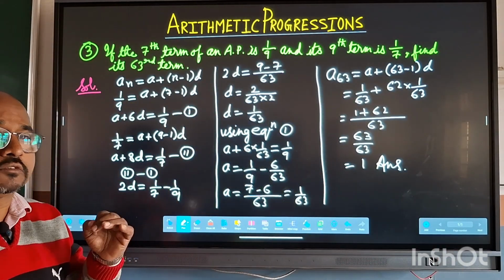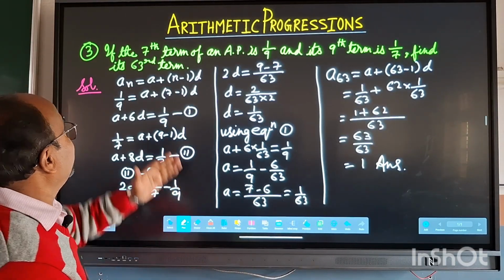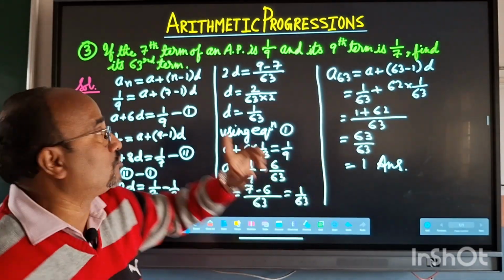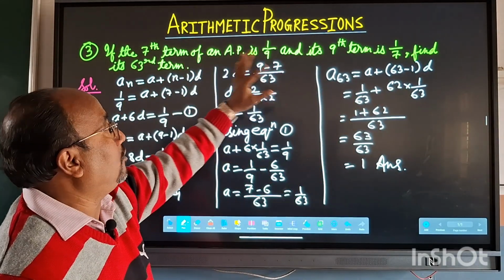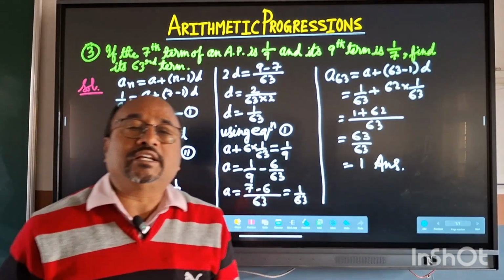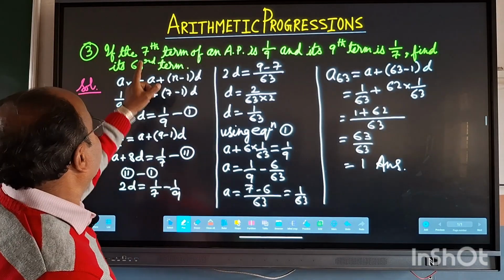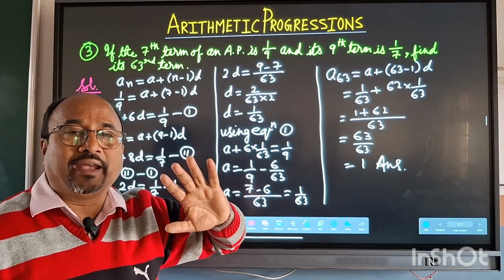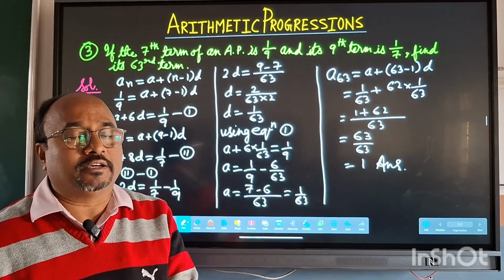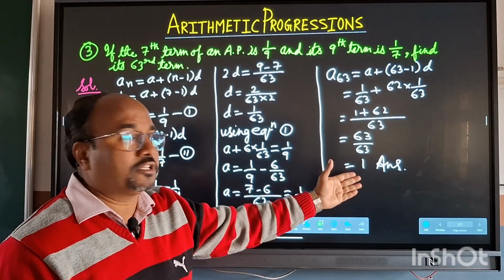Now, take a look at the pattern in which the question was given. The 7th term has a value 1 by 9, and the 9th term has a value 1 by 7. So in a way they were reciprocal of each other, and then you are asked for the 63rd term. If the numbers are changed but the pattern is kept the same, for example, if I say that the 5th term of an AP is 1 by 10 and the 10th term of the AP is 1 by 5, and you are asked to find the value of the 50th term in that AP, the answer will come the same: one.